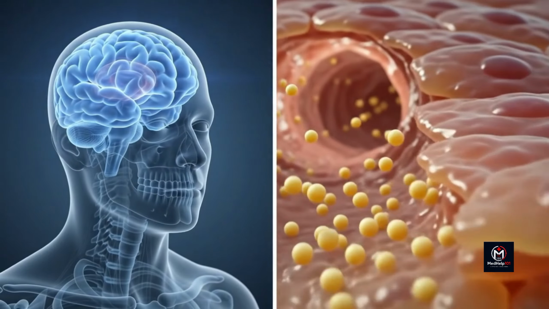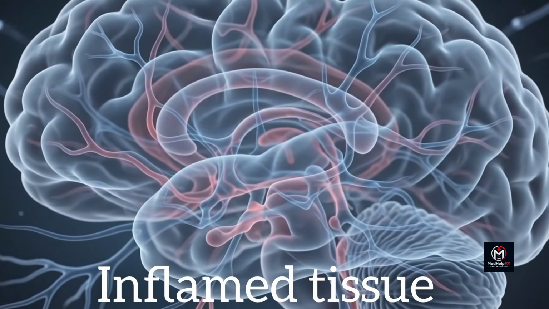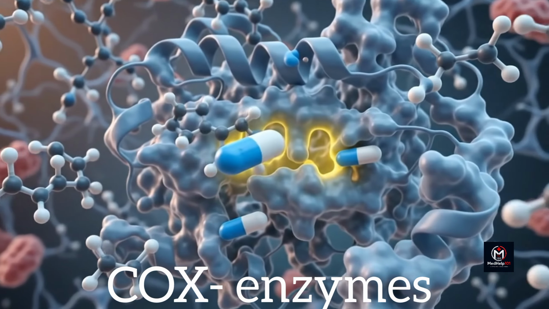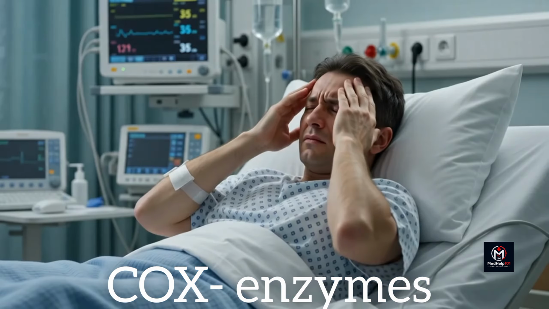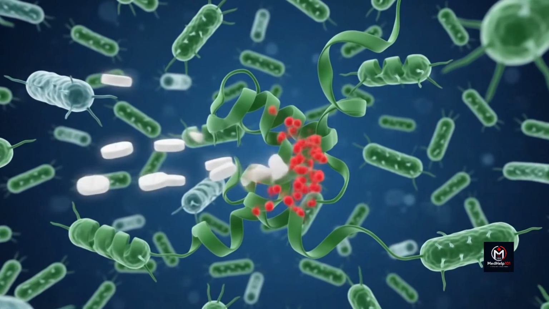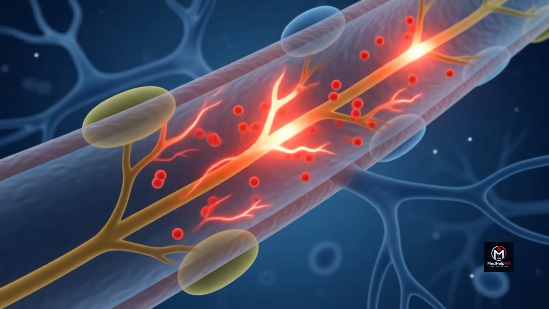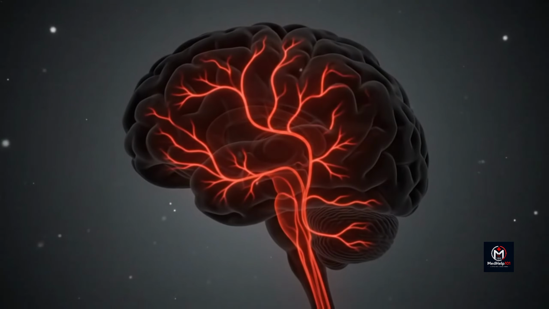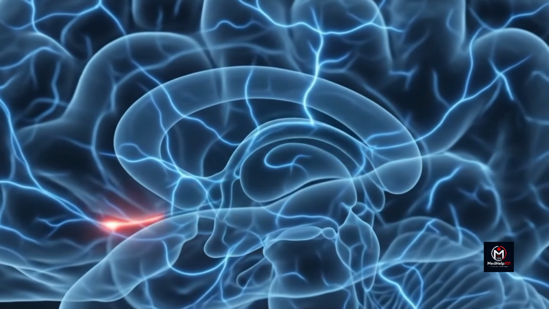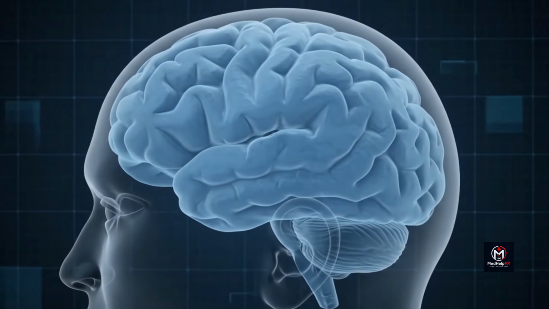Unlike many painkillers, its main target is the brain, not inflamed tissues. Inside the brain, paracetamol reduces COX enzyme activity. This decreases prostaglandin production. Less prostaglandin means weaker pain signaling. The brain now receives fewer pain messages. The intensity of pain gradually decreases. This is how headaches and body aches improve.